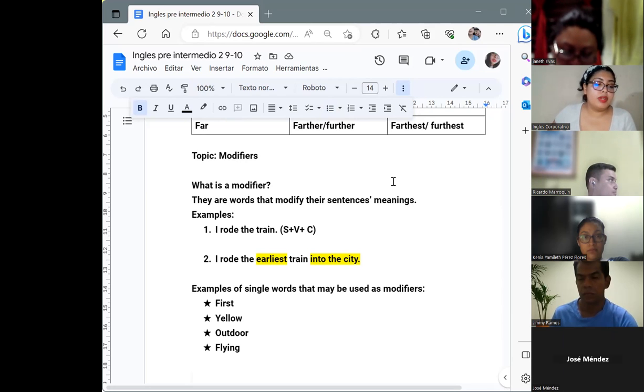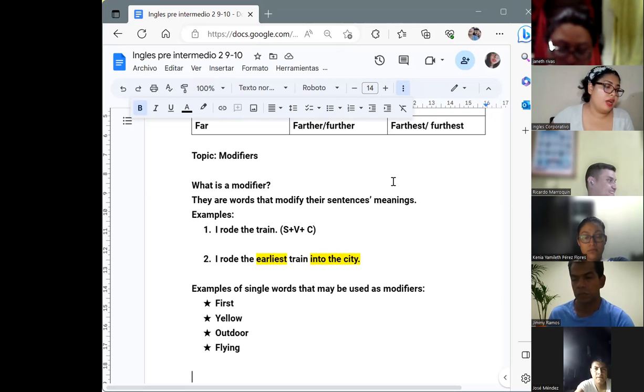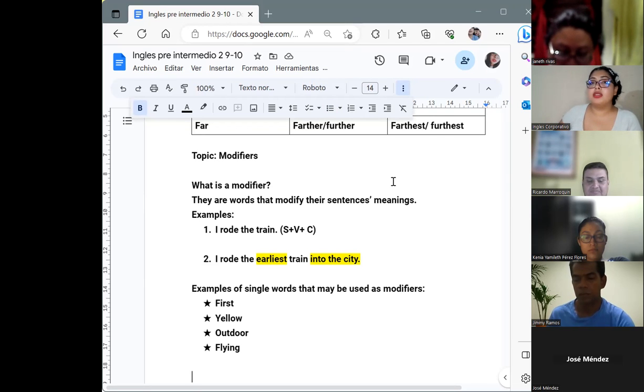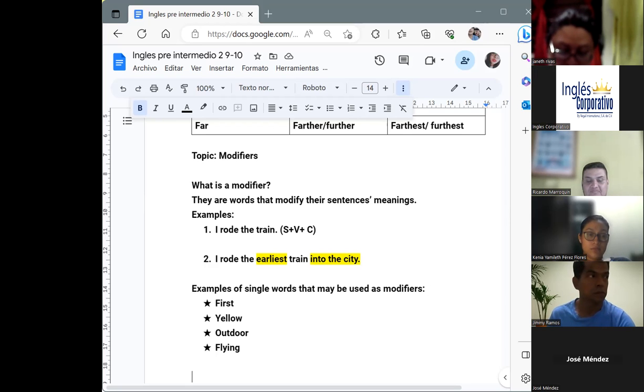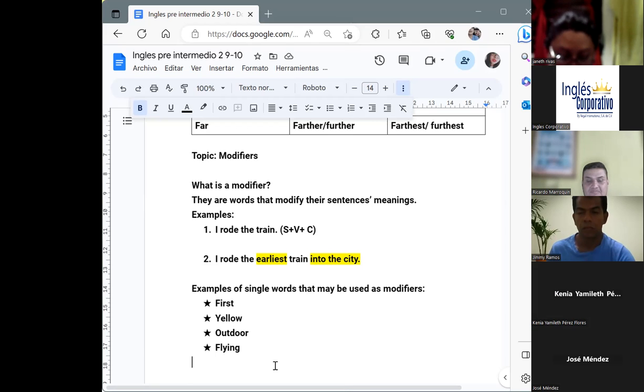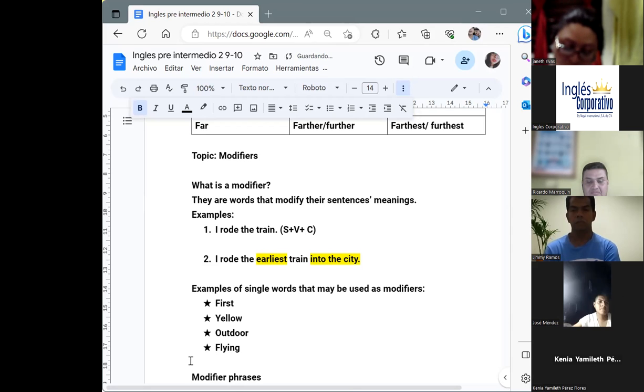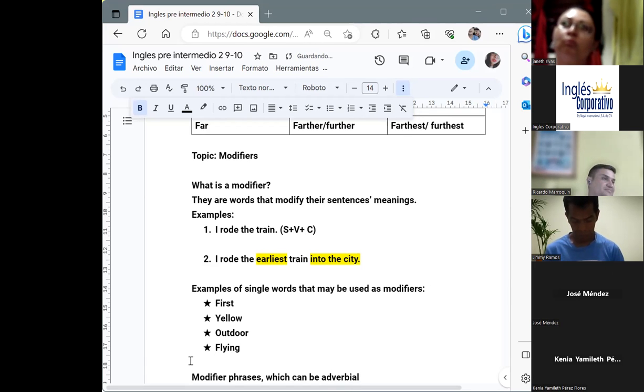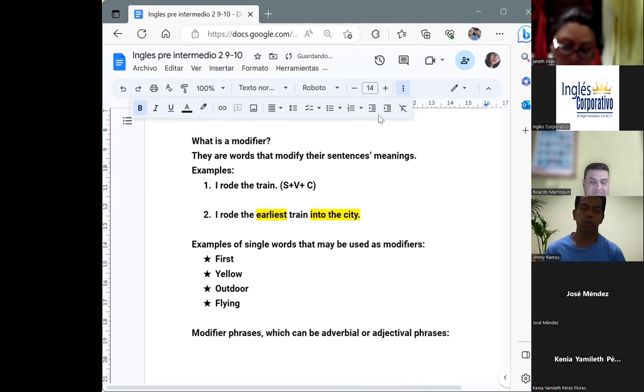Ahora, en este caso vamos a ver algunas modifier phrases que pueden ser de tipo adverbial o, bueno, en este caso de uso de adjetivos. Y es como la parte que se le agrega extra, ¿verdad? Donde especificamos un poco más sobre las cosas de las que estamos hablando. So we're going to see something related to the modifier phrases. So in this case, we're going to see the following examples.